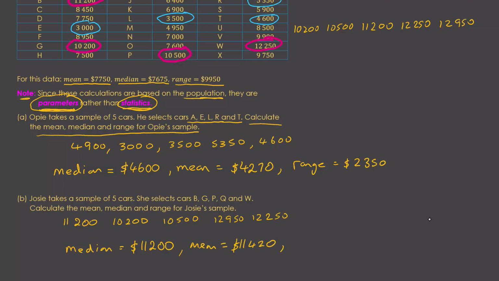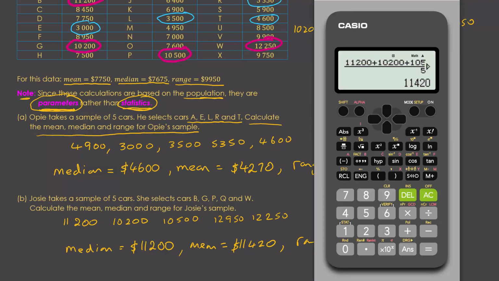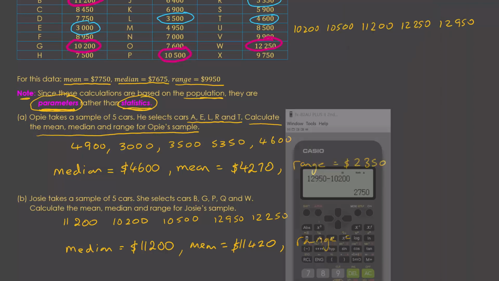And then finally the range. So that's the biggest take away the smallest. So the biggest was the 12,950, take away 10,200, which is 2,750.